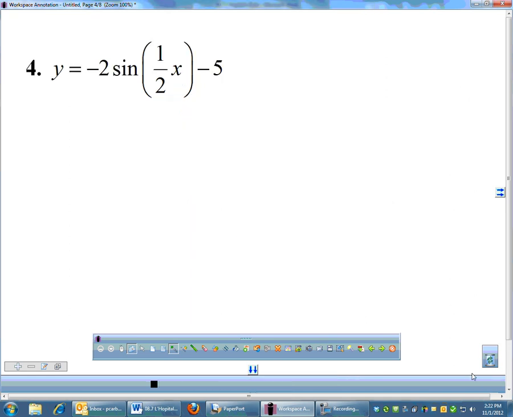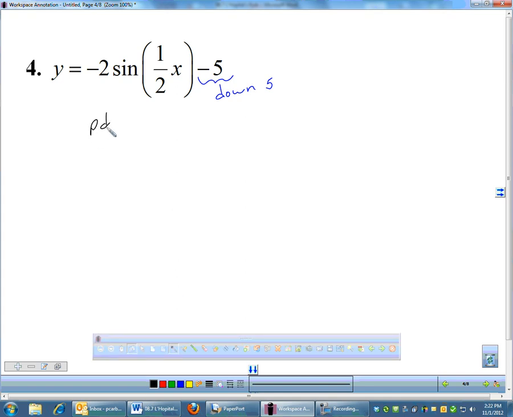Let's try with -2 sine half x minus 5. So I've changed a bunch of stuff. I see my vertical shift. This time I'm going to go down 5. And then I need to identify my period and my amplitude. So my period is going to be 2 pi divided by 1/2. Okay, well, if you divide by a fraction, that's the same thing as multiplying by the reciprocal. So my period ends up being 4 pi, which is really nice.